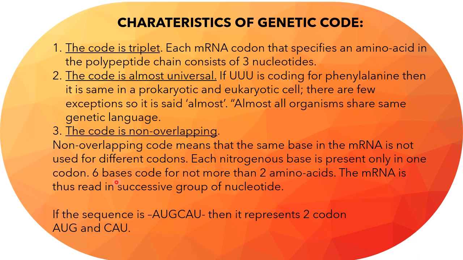So 6 bases code for not more than 2 amino acids. Here are 6 bases. You can count 1, 2, 3, 4, 5 and 6. So we will get 2 codons here, and we will get 2 amino acids. The mRNA is thus read in successive groups of nucleotides. So how do we read mRNA? We read in a successive group of 3 nucleotides, which gives us 1 codon. So if the sequence is AUG CAU, then it represents 2 codons, that is AUG and CAU. So these are the first 3 characteristics.